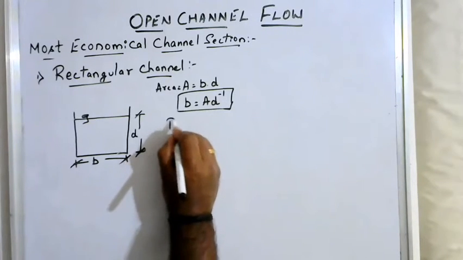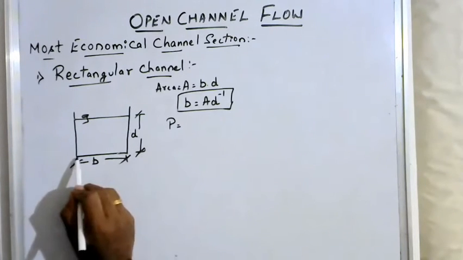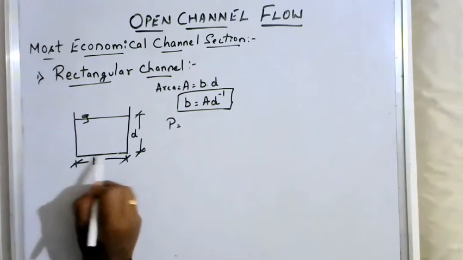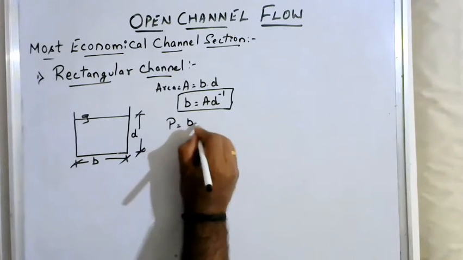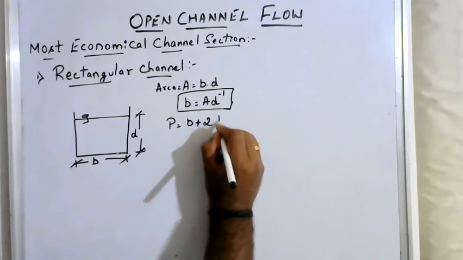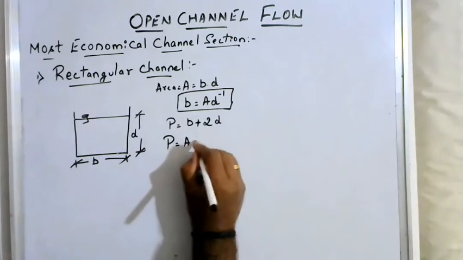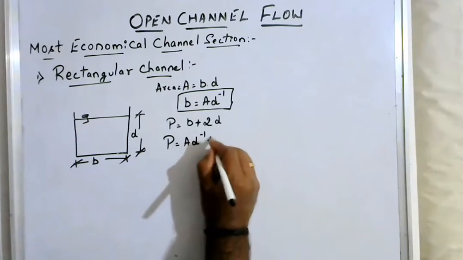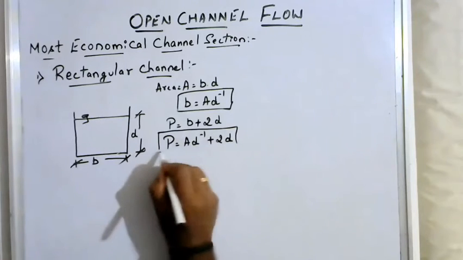Similarly, the wetted perimeter in case of a rectangular channel is the channel boundary that is in touch with the water, that is b plus d plus d. That is, b plus 2 times depth is the wetted perimeter. But what is the b value? That is A d power minus 1 plus 2 into d. This is the wetted perimeter.